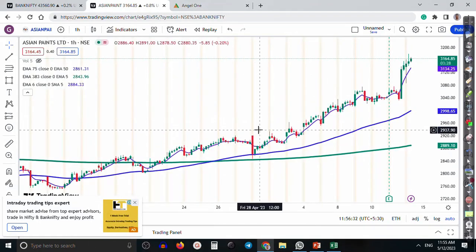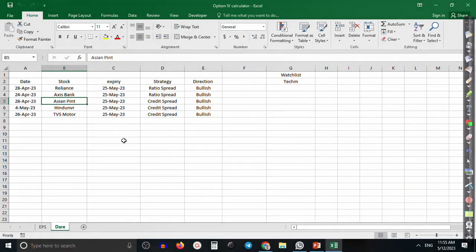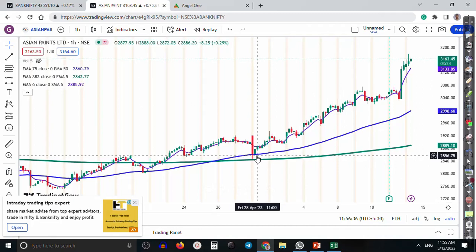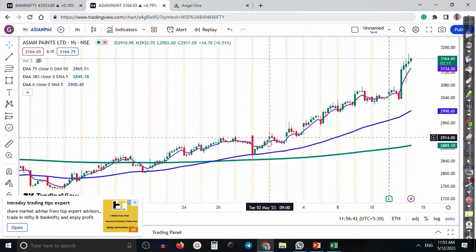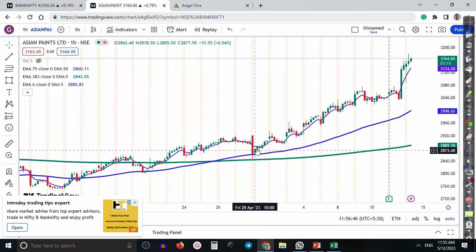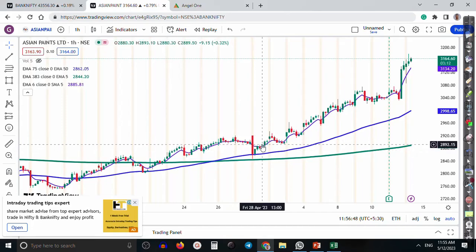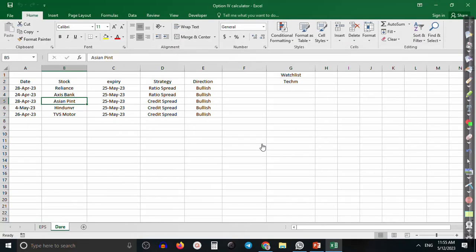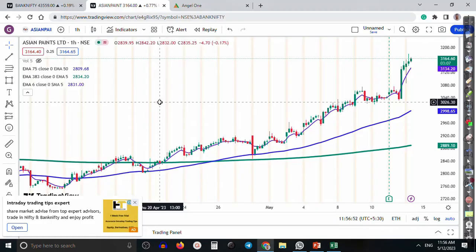I use a credit spread at 28 April. Where is 28 April? Okay, here. All right, so it's a clear uptrend, and there was confirmation after a pullback, and exactly here I enter. But I use here this, which is called a credit spread.